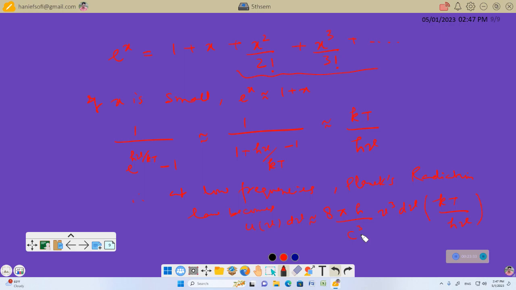So when you simplify this, let me use the next page. When you simplify this, it becomes u nu d nu is 8 pi kT by c cube nu square d nu. Of course, it's an approximation.